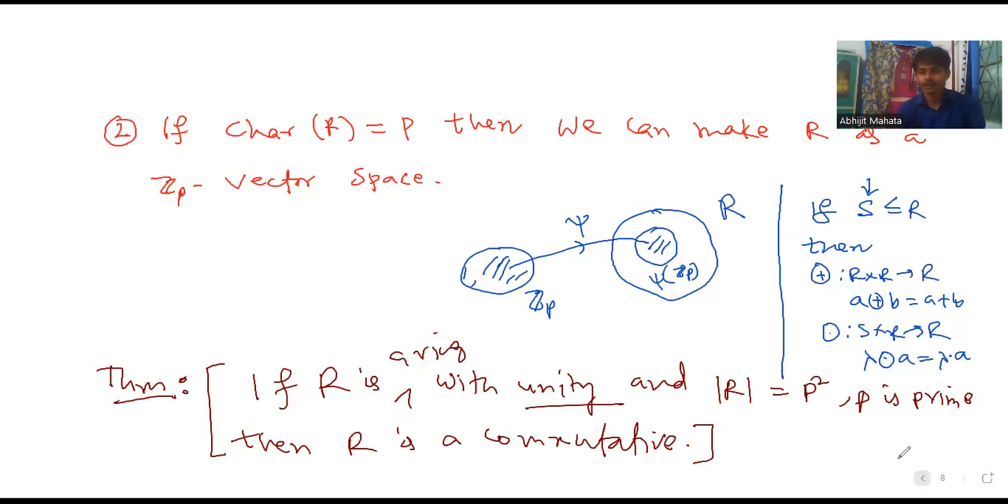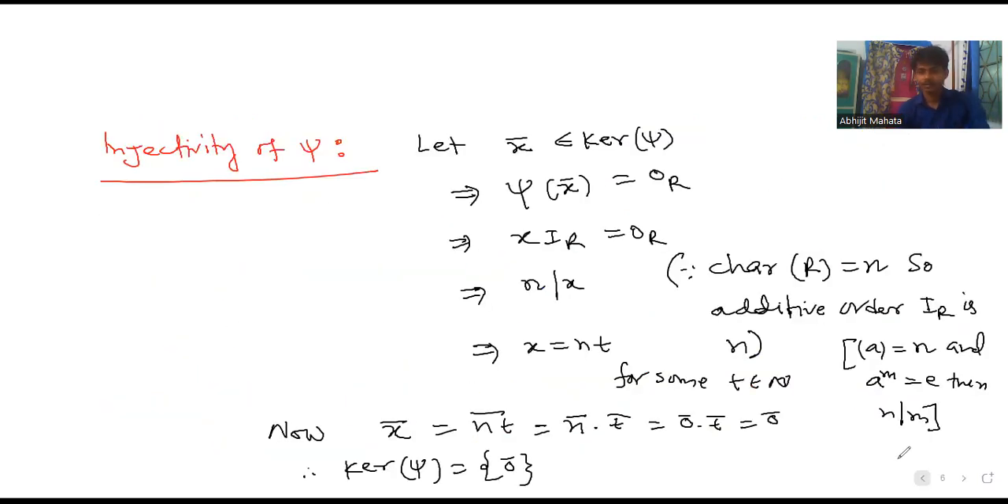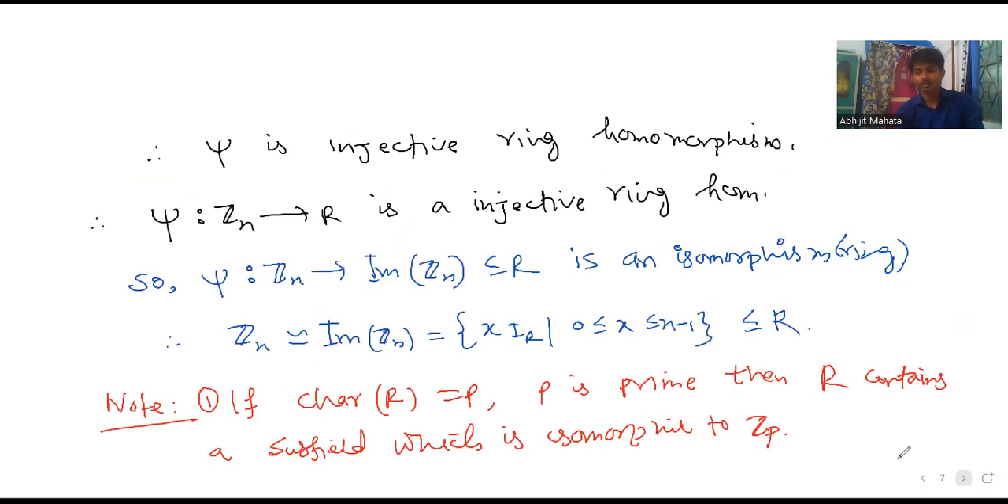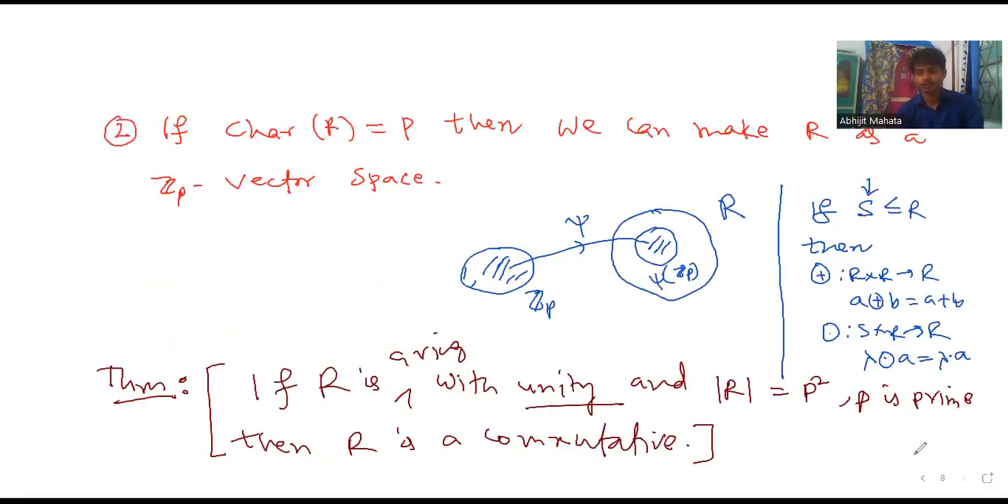So just think carefully about this: in this theorem, what we have done is start with a ring, and then inside the ring we can put a vector space structure, and then lots of theory from vector spaces we can use. That is our idea.